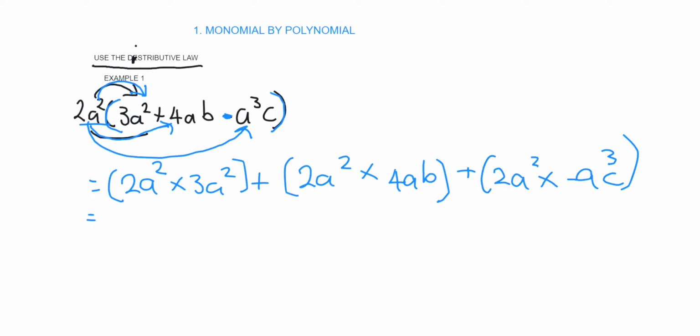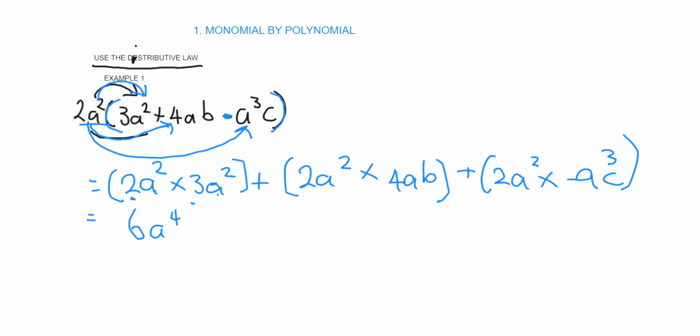2 multiplied by 3 gives you 6. So this is going to be 6. And when you're multiplying powers of the same base, this is going to be a to the power of 4, right? Then this is going to be plus.